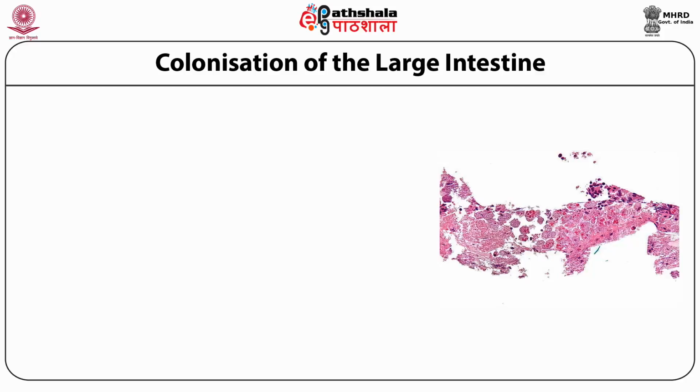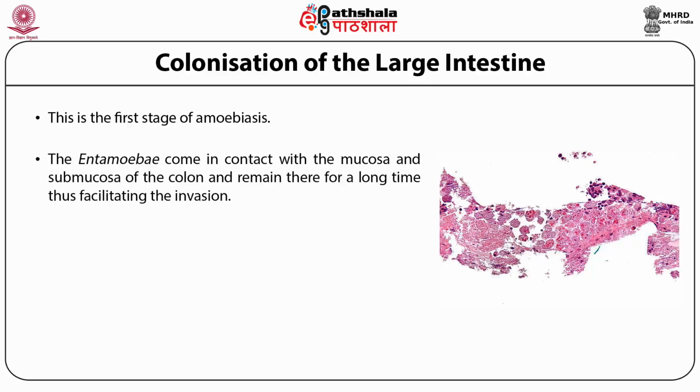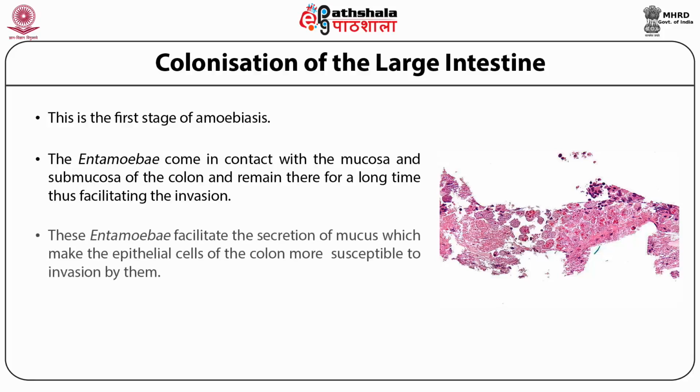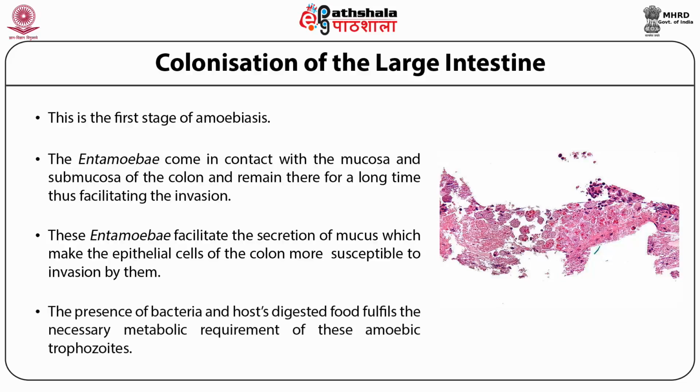Colonization of the large intestine. This is the first stage of amoebiasis. The Entamoeba come in contact with the mucosa and submucosa of the colon and remain there for a long time, thus facilitating the invasion. These Entamoeba facilitate the secretion of mucus, which makes the epithelial cells of the colon more susceptible to invasion by them. The presence of bacteria and host digestive food fulfills the necessary metabolic requirement of these amoebic trophozoites.